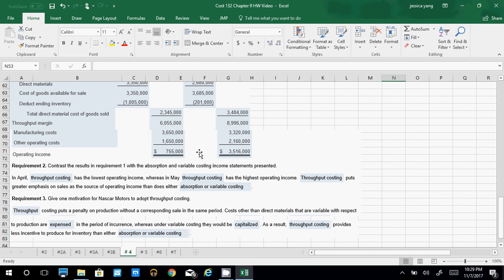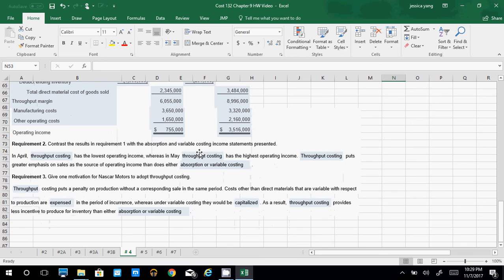Requirement number 2 says contrast the results in requirement 1 with the absorption and variable costing income statement presented. In April, throughput costing has the lowest operating income, whereas in May, throughput costing has the highest operating income. Throughput costing puts greater emphasis on sales as a source of operating income than does either absorption or variable costing. Give more motivation for NASCAR Motor to adopt throughput costing.